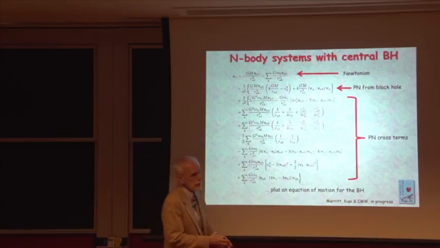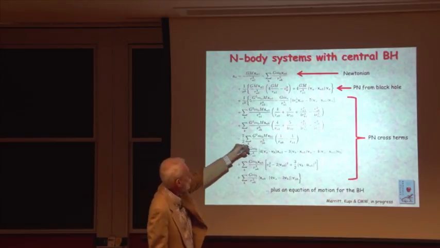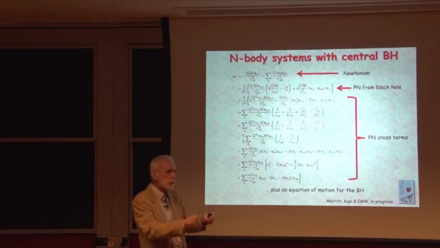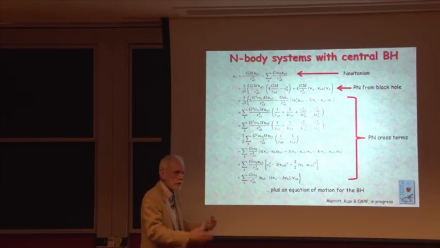They don't use cross terms. They just use the standard post-Newtonian terms due to the sun, with the small exception of the Earth-Moon system, where you include some terms like the Nordtvedt effect and other things.